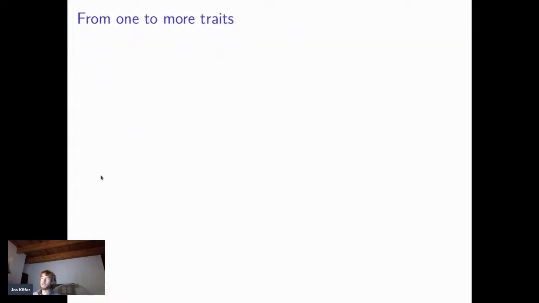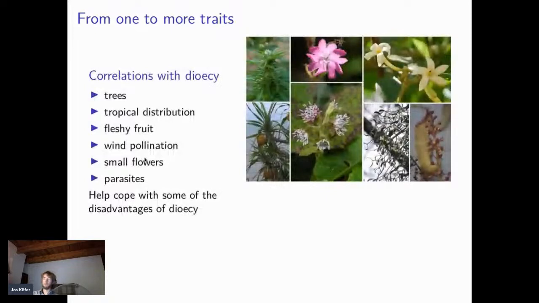And now I'll switch to more traits. I'll keep talking about dioecy. What is known for dioecy is that it has been associated with other life history traits. So it occurs more often in trees that have a tropical distribution, in plants with fleshy fruits, with wind pollination, with small flowers, and even among parasitic plants. And these correlations are supposed to arise because they help cope with some disadvantages of dioecy.